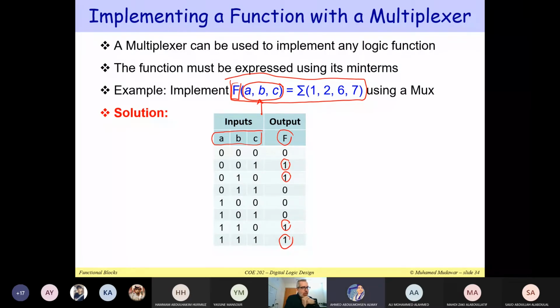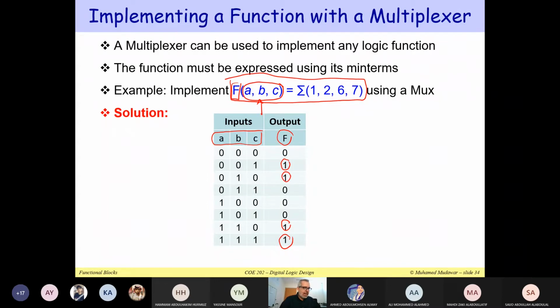So ABC will be used for what? For the inputs. For which inputs? Because in the case of a multiplexer, we have 8 different inputs. For S1, S0 and S2. Excellent. For selection. So we can use ABC for selection. And then what are we going to select? What will be my data inputs?